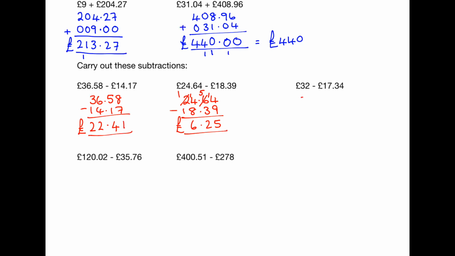Okay, now this one, 32 take away, right, £17.34. So for us to be able to line our points up, we need to have a point in 32. So remember that £32 could be written as 32.00, couldn't it? So let's do that. And now that gives us an easy way to figure out where the £17.34 goes.